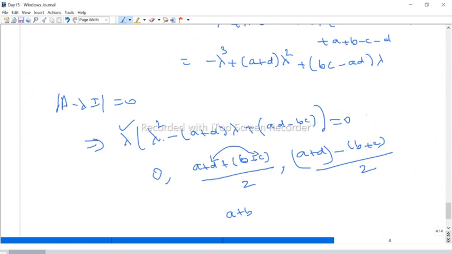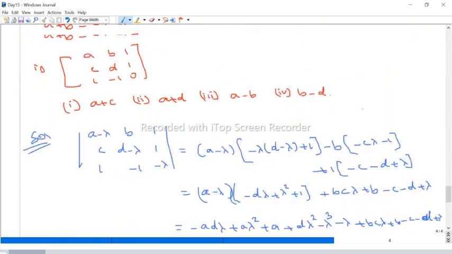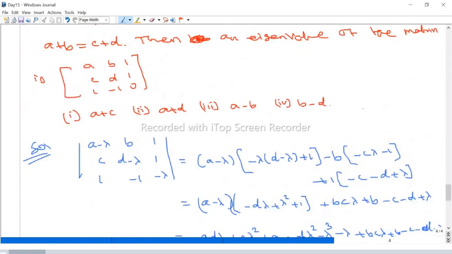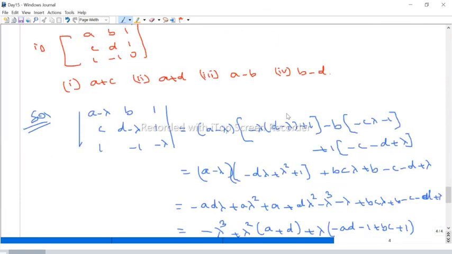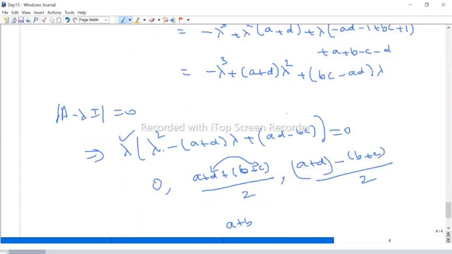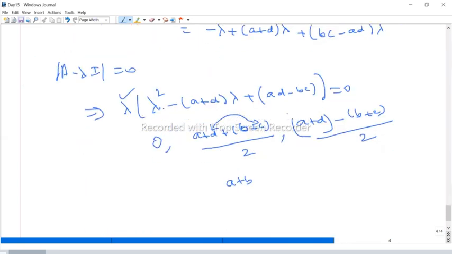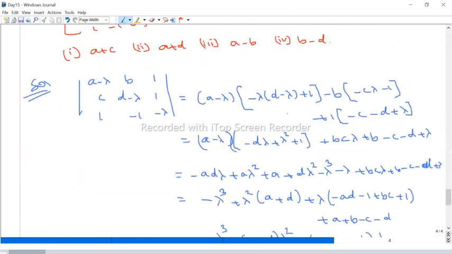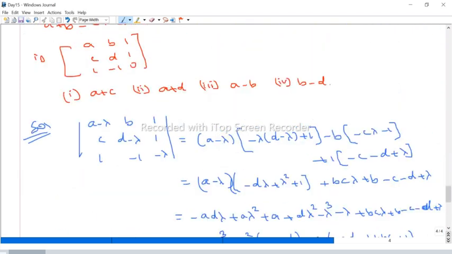You can cancel, 0 is the one of the eigenvalue, but in the option 0 is not given, right? But the option given is only the terms. Therefore, a plus, okay, sorry, a plus d or a plus, I think, options is, I think, some mistake. I did the second one is a plus b. Now I am writing a plus b. Sorry. So this is a plus b. This is the correct answer. Okay.